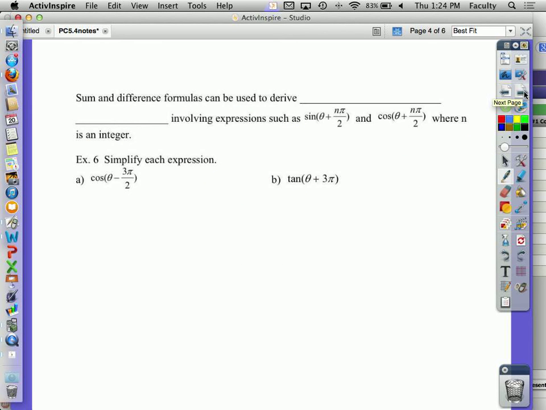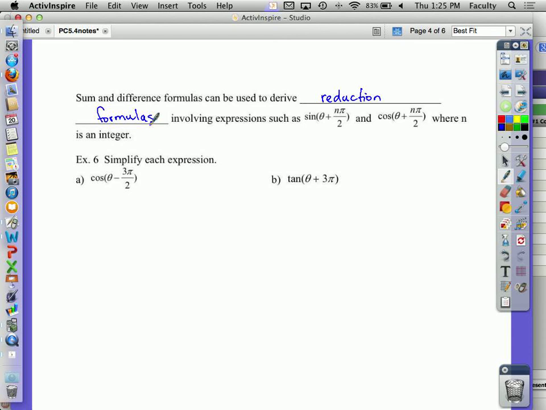All right, sum and difference formulas can be used to derive what we call reduction formulas. And what that means, essentially, is that sometimes you're adding a 2 pi or adding 5 pi over 2 or something like that where you're going more than once around. So look at example 6 with me.